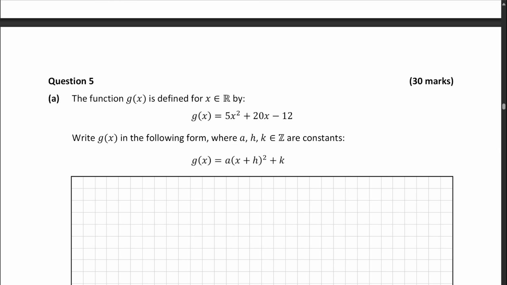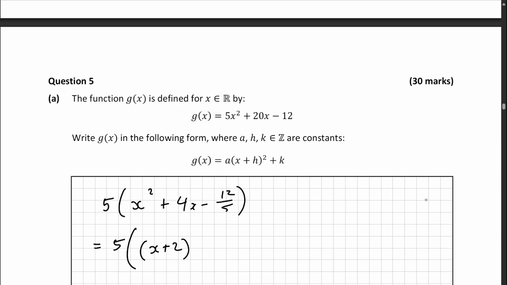Okay. Question number 5. The function g is defined as follows. Write g in completed square form. So, let's see. I'm going to take a factor of 5 out. And we're left with x squared plus 4x take away 12 over 5. So that's 5 times x plus 2 squared. Now that's going to give us a 4. So what do we need to do to counteract it?